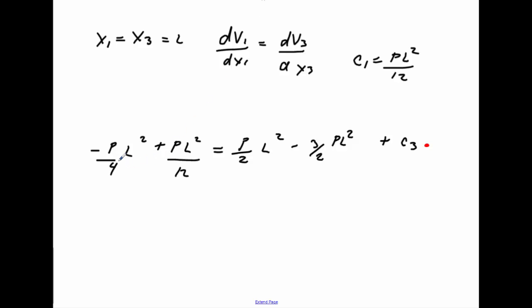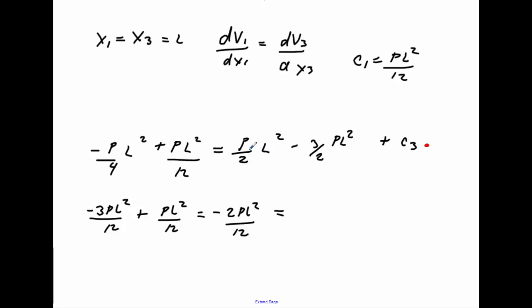So let's see if we can do this on over here. Let's get everything, I'm going to get everything in terms of 12 right here. So I could write this as minus 3PL squared over 12 plus PL squared over 12. Obviously, on this side here, that would give me a negative 2PL squared over 12. Now we're going to deal with this side over here.